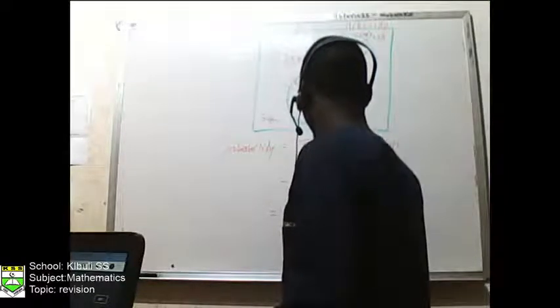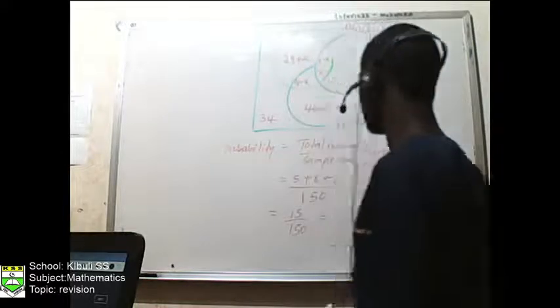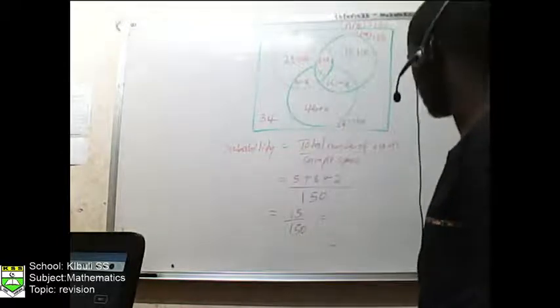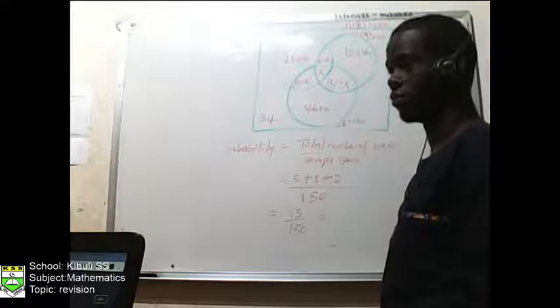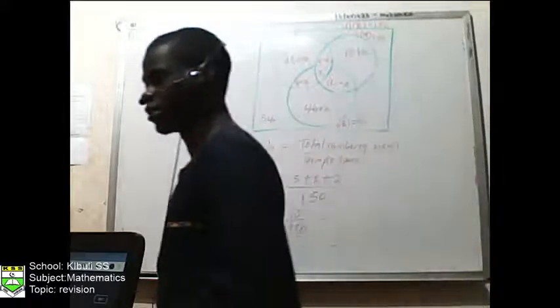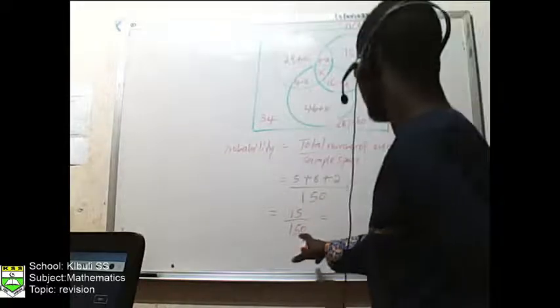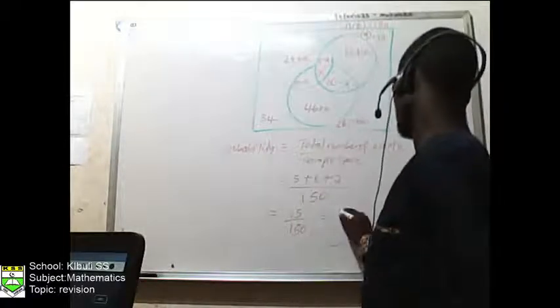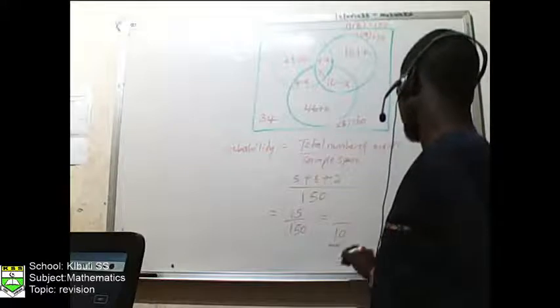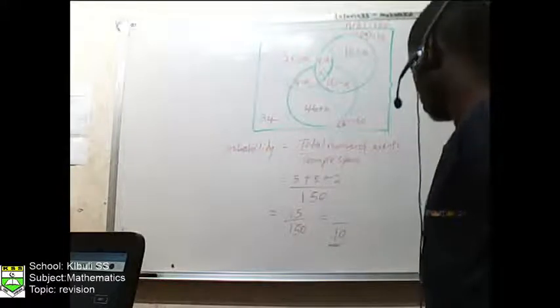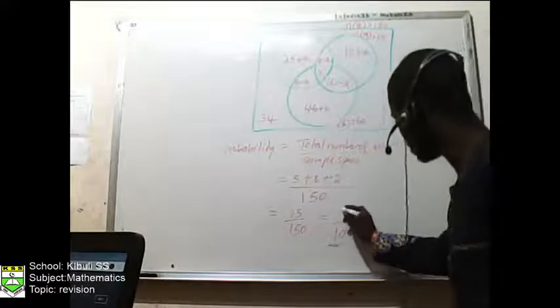Remember, probability is always given in its simplest form, but you don't give it as a decimal. In other words, we leave it as a fraction in its simplest form. I have 20 minutes to go. So 15 divided by 150, the answer is 1 over 10 as our probability. So that is the answer. The final answer is supposed to be 1 over 10.